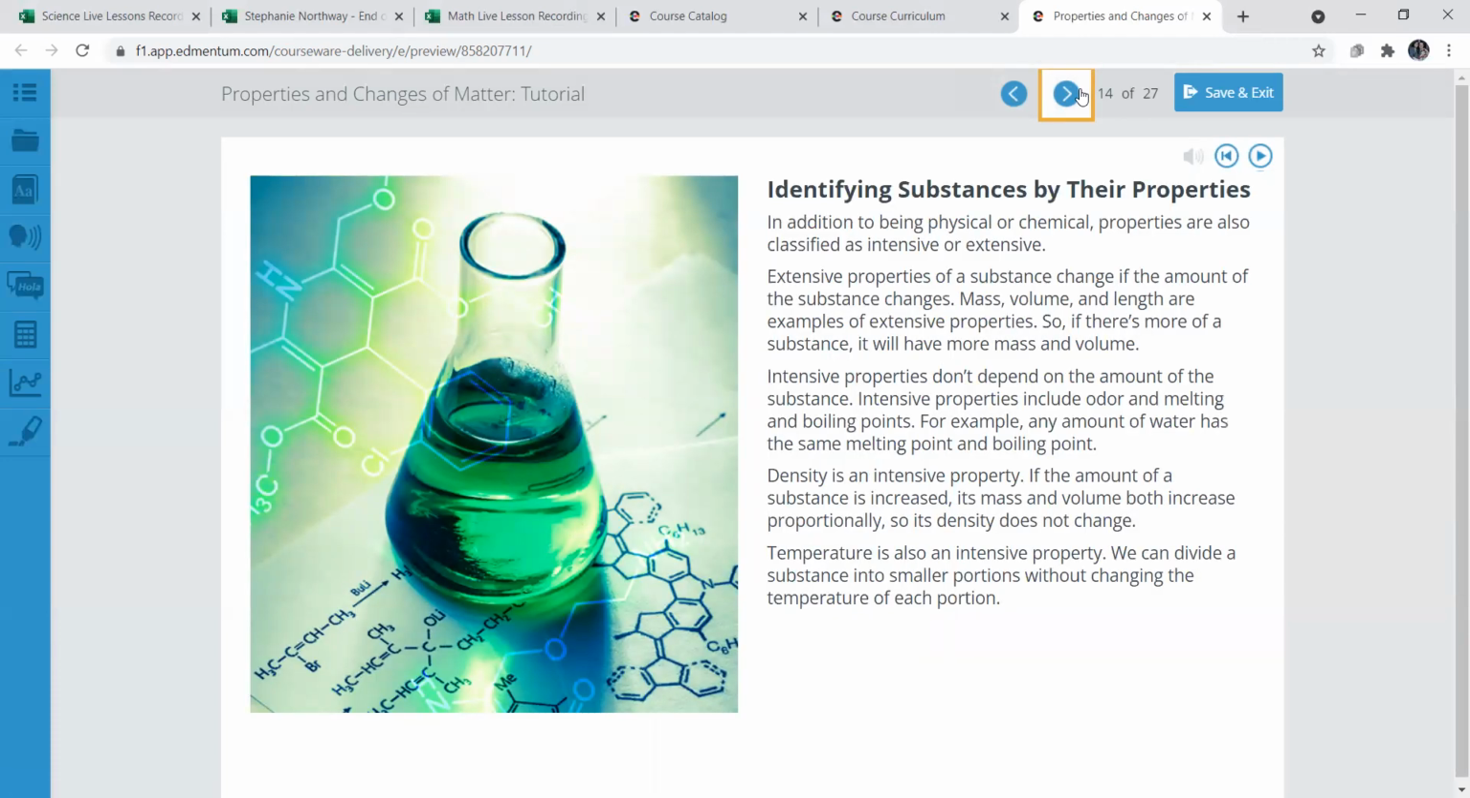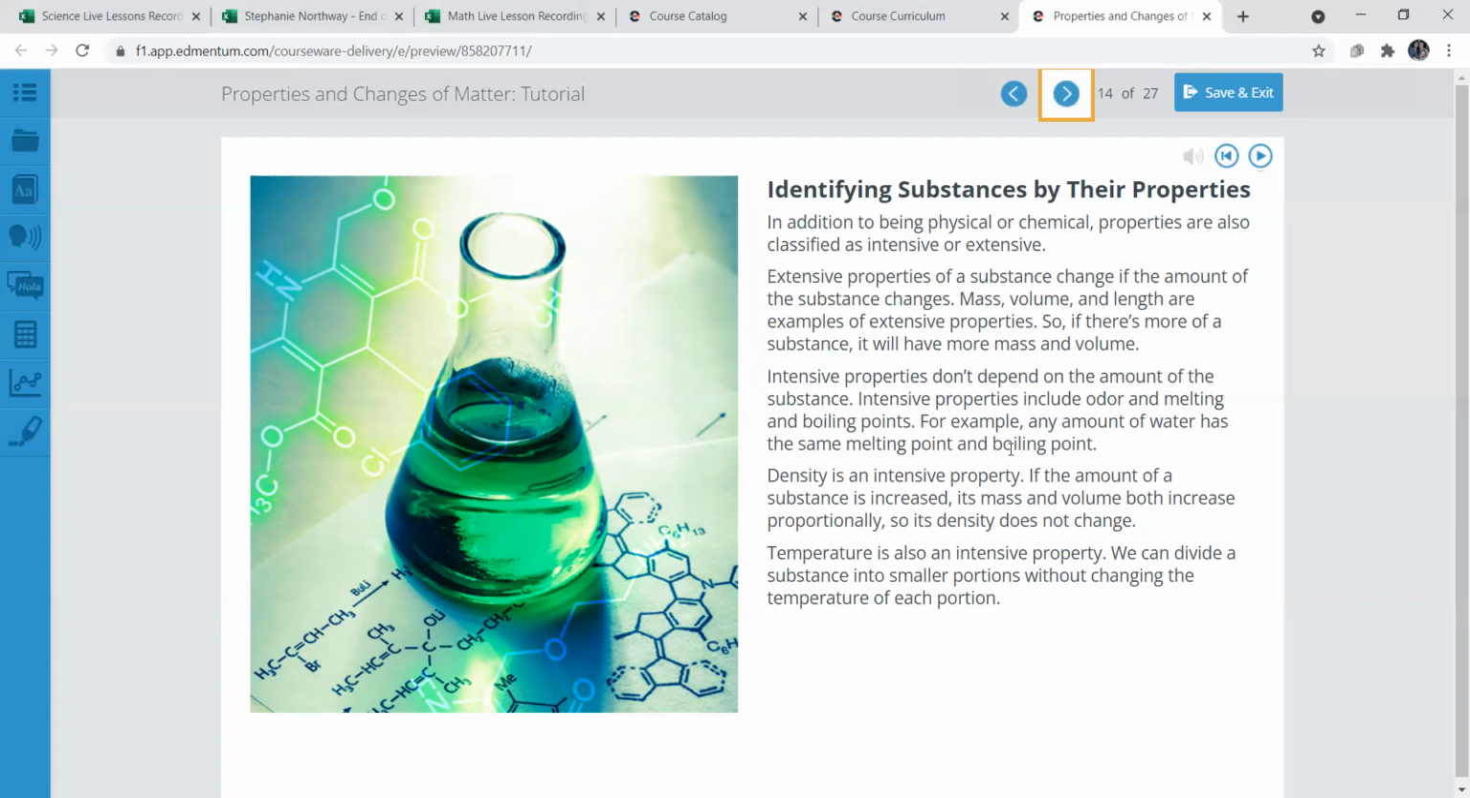All right, now let's see what else. Substances by their properties. Extensive properties of a substance change if the amount of the substance changes. This would deal with mass, volume, and length as examples. So let's say you had 2 ounces of water, 4 ounces of water. If something changes, you lose mass, so you lost some weight. You're losing mass. So that's an extensive property because something is changing.